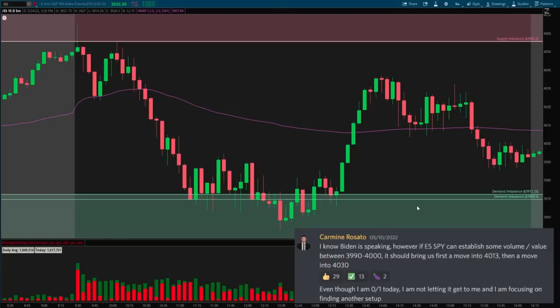Okay, here's your setup. I don't have a recording for it. However, this was in the Discord. This was an intraday commentary. This is basically where I update my thought process throughout the day. We're watching a bounce out of this demand zone, but instead of getting long, this was at the same point as that example I just showed you earlier with the absorption at 40.50. We came into this demand zone, and we were watching a break above 3990 and 4000, and it should bring us a move into 4013 and then a move into 4030.